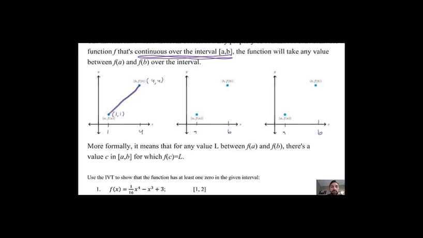Okay, so in this example, it looks like it hits each y value once, but it doesn't have to be like that. There could be some back and forth that's still continuous. So it may take on this y value multiple times, but what the intermediate value theorem is saying is that it has to take on all the y values from here to here at least once. Okay, so that's all it's trying to say.